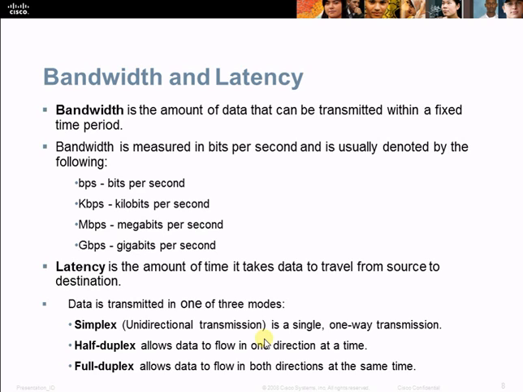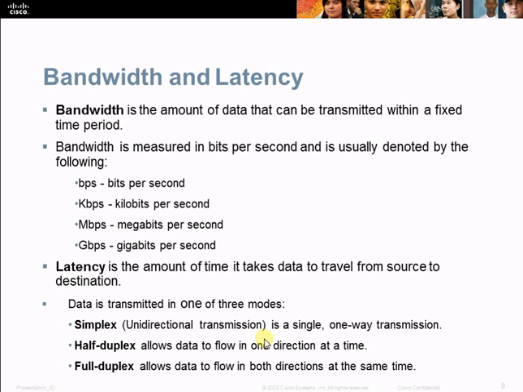If someone tries to sell you something that's gigabytes, 4 gigabytes or 25 gigabytes or 50 gigabytes, that's pretty big, and I don't think anyone is offering that type of service yet. Typically Verizon offers a 50 megabit type of bandwidth program. And latency is the amount of time it takes for our data to travel from the source to the destination.